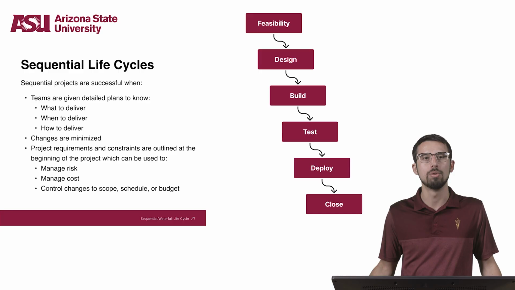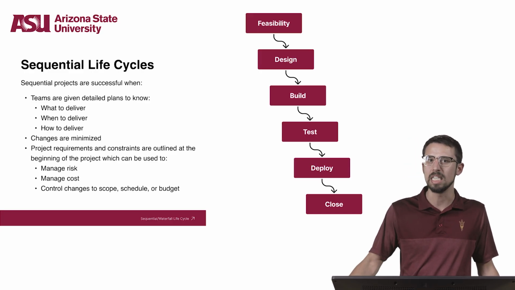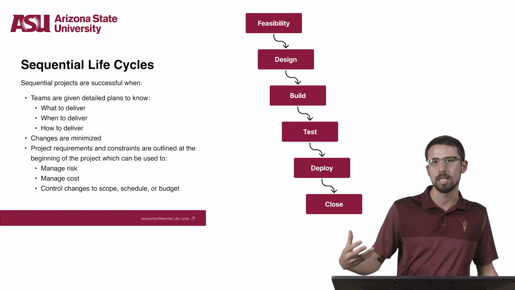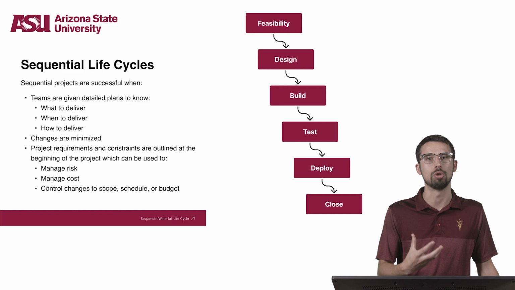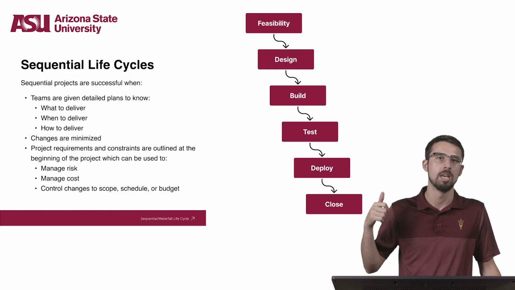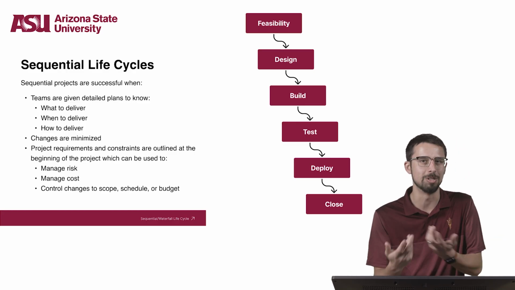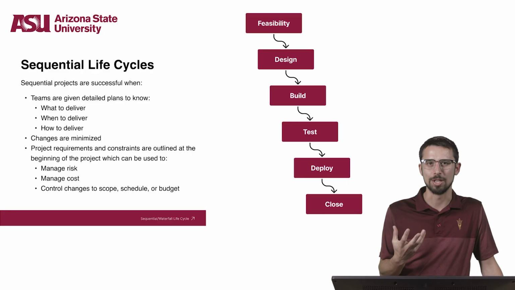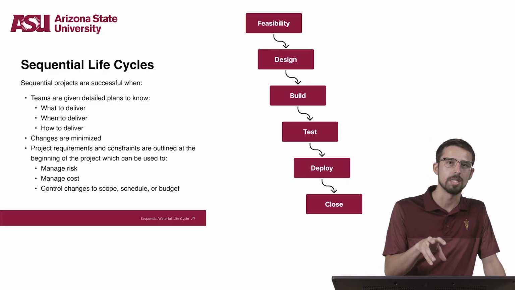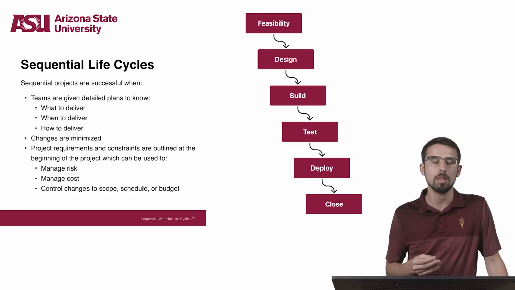In order to achieve this approach, the team really requires detailed plans to know what to deliver and how. And these projects succeed when other potential challenges are restricted, like requirements changes, project team members changing what the team delivers. Those things really hamper a sequential process. And team leaders aim to minimize change for the sequential project.